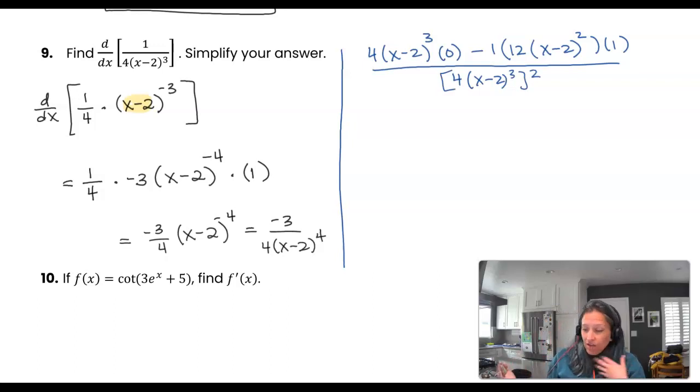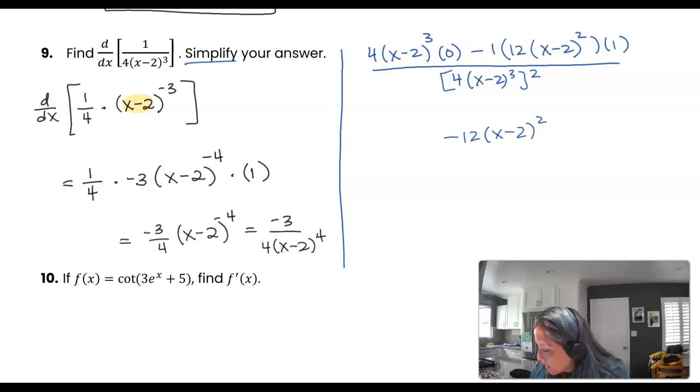So obviously leaving it like this is not great, especially because it says simplify your answer. So we should get rid of some stuff. We end up with a negative 12 x minus 2 squared. That's just this term right here. There was a bunch of ones that didn't matter, so let's just get rid of those. And then the square applies to both factors here. So we have a 16 x minus 2 to the 6th. When you raise something with an exponent to another exponent, that's where we end up.